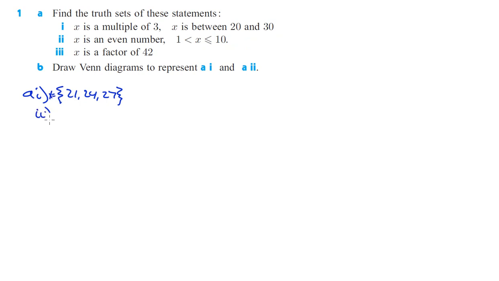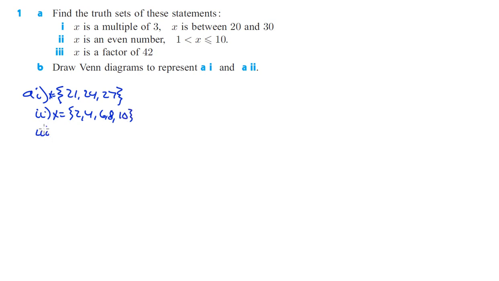Part 2 on this one here, X is an even number where X is greater than 1 but less than or equal to 10. So then X is going to have to be 2, 4, 6, 8, and it's less than or equal to 10, so we can actually include 10 in this.